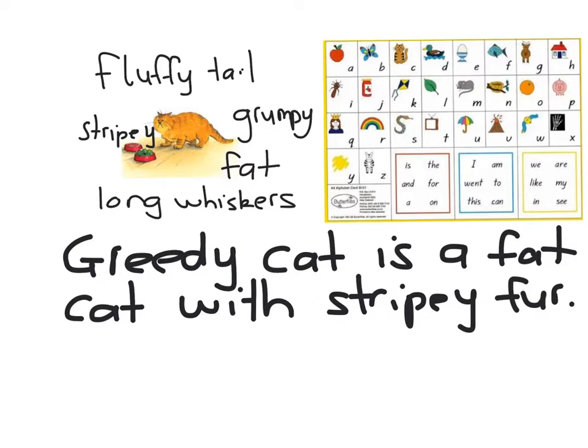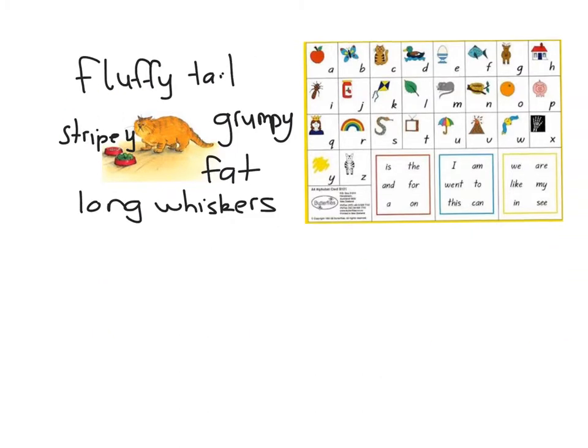In my first sentence, I've used my ideas about Greedy Cat being fat in my description, and I've also used the ideas about him having stripy fur. Now I'm going to write my second sentence. My second sentence is going to say, he is grumpy with long whiskers and a fluffy tail.